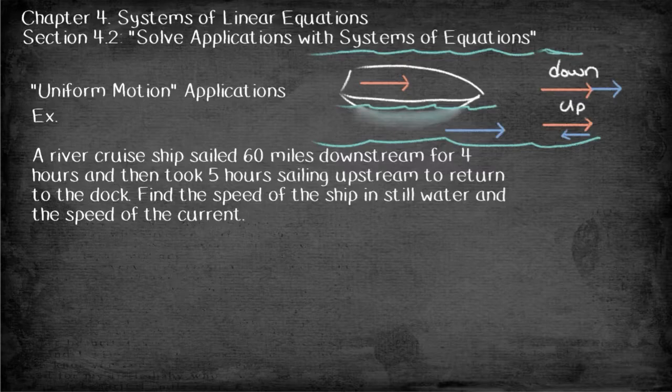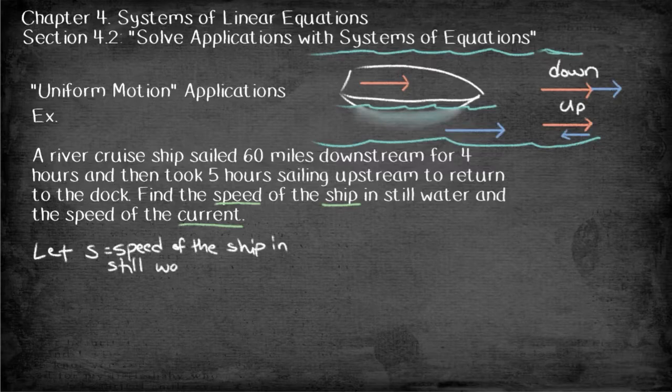So we have to name our variables. I'm going to let S represent the speed of the ship in still water. And similarly, I'm going to let C represent the speed of the current. Alright, next we need an equation that's going to help us out.